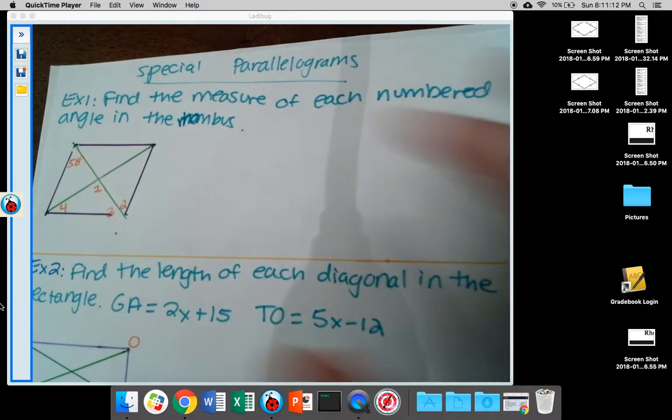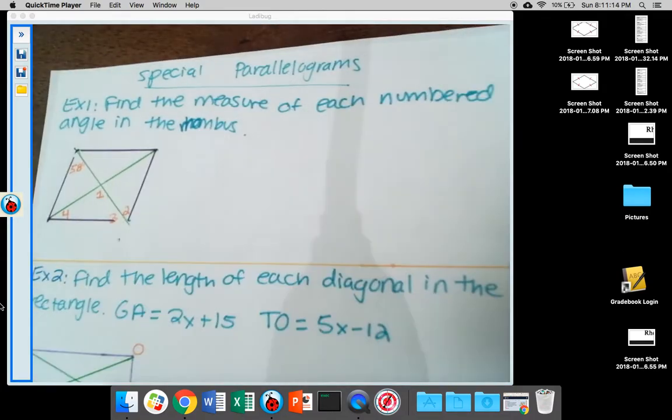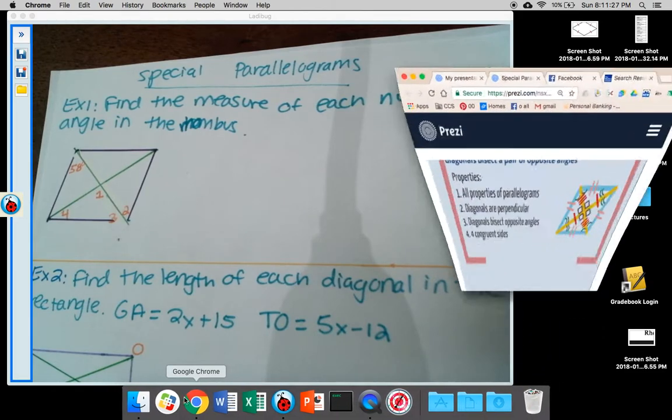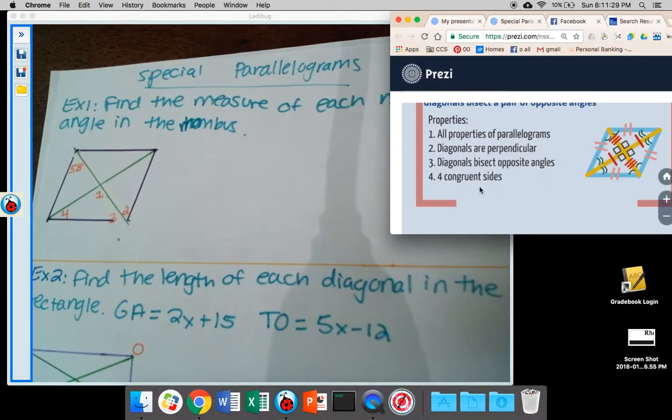Alright, so in order to solve the rhombus, we need to remember the properties of a rhombus, which I know are right there in the back of your brain right now. If you don't remember the properties of a rhombus, you can reference your note sheets on it, or I'm going to have this in the corner so we can reference it to help us solve.